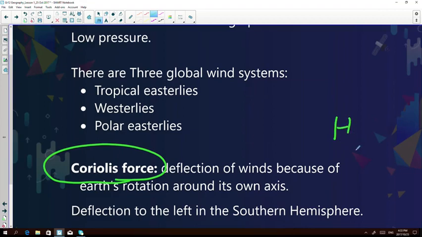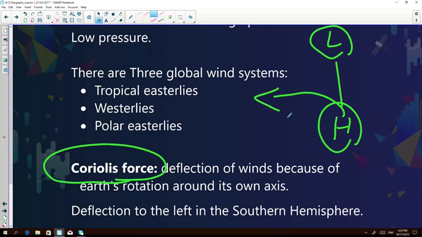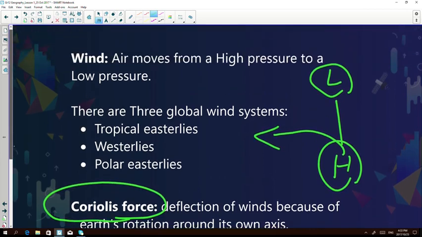Now, let's say for argument's sake the air blows from the high pressure to the low pressure, and we are in the southern hemisphere. Which way is the wind going to deflect? To your left. Now let's just quickly go back to our diagram over here.